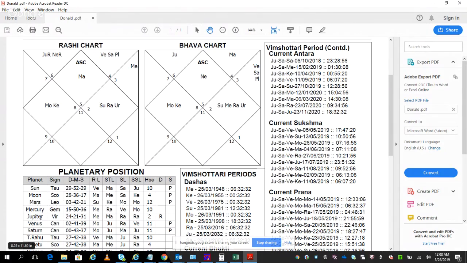Jupiter is a sublord, so first we will see the placement of Jupiter. Jupiter is in the second house. And now we need to see the other houses which are owned by Jupiter. So if you see, Jupiter is owning the 8th house, the second house, and the fifth house. So Jupiter is owning second, fifth, and eighth. These are the houses Jupiter is owning.